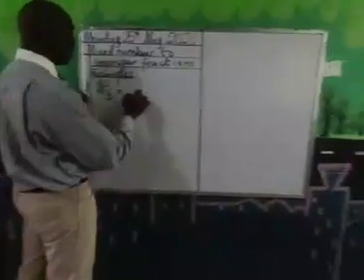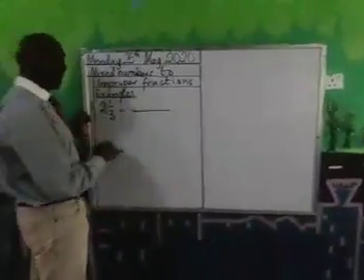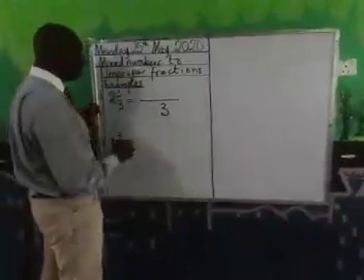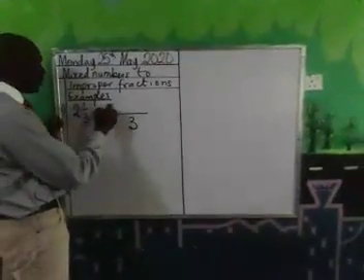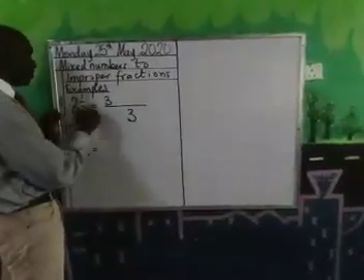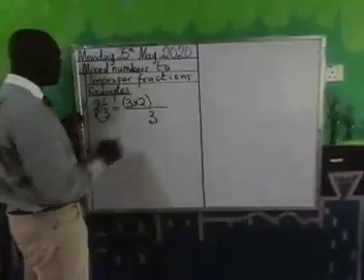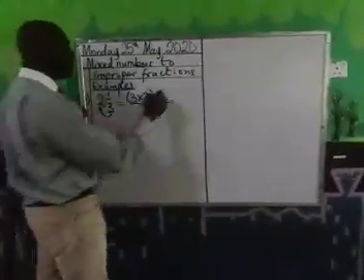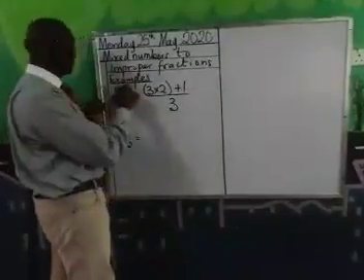First thing you need to do is draw this division line. Now write your number 3. Now write your number that is here, right here. 3 multiplied by 2. And your answer should be added to the numerator.